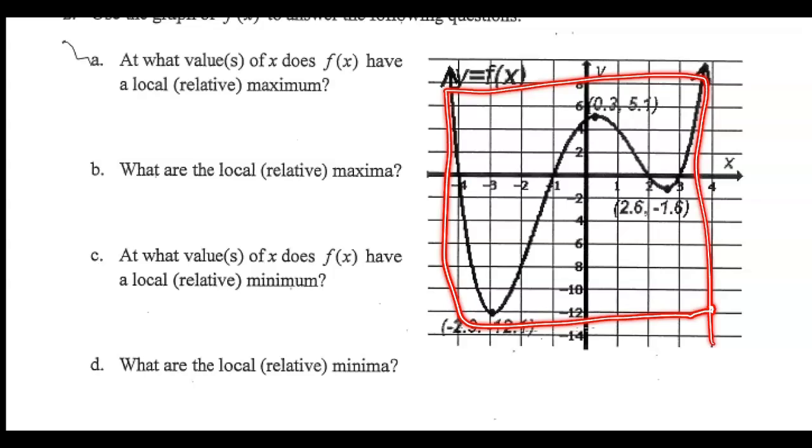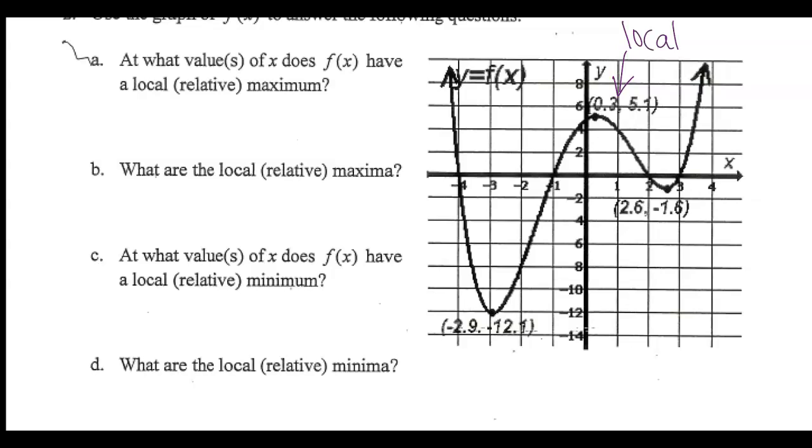On this graph, which one is the maximum? Give me the point. 0.3, 5.1. This is my local maximum. When you look at your local maximum, you want to have points below it on the left and the right. That's how you know you have a local maximum. When you look on the left and the right and you have other points below it, that's what you want to make sure of.